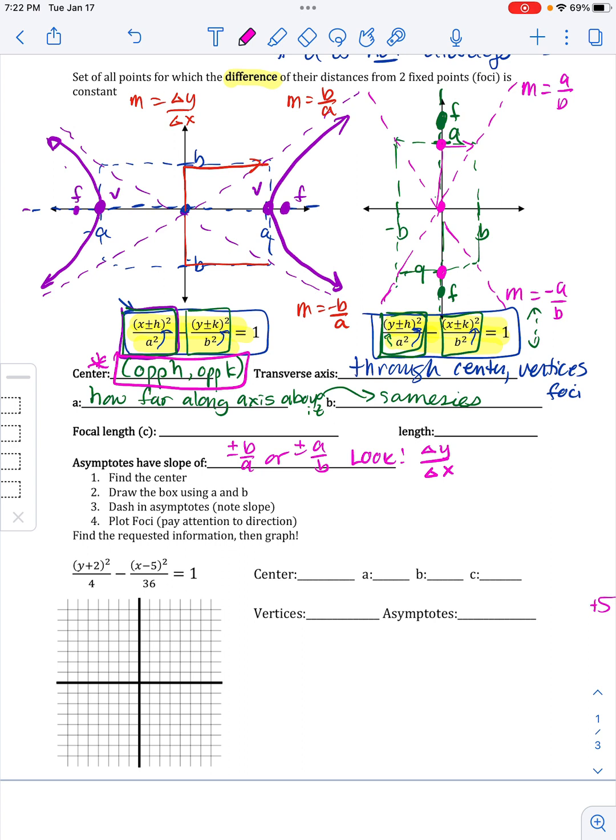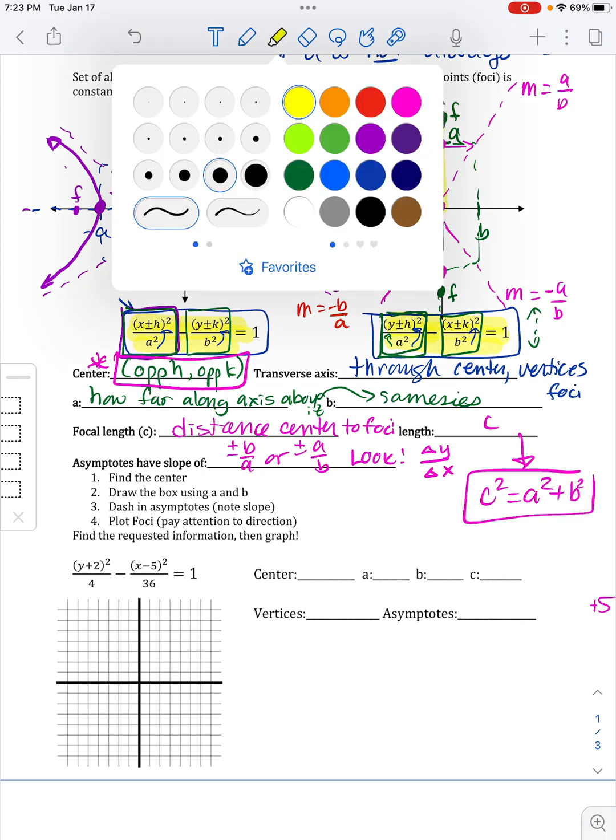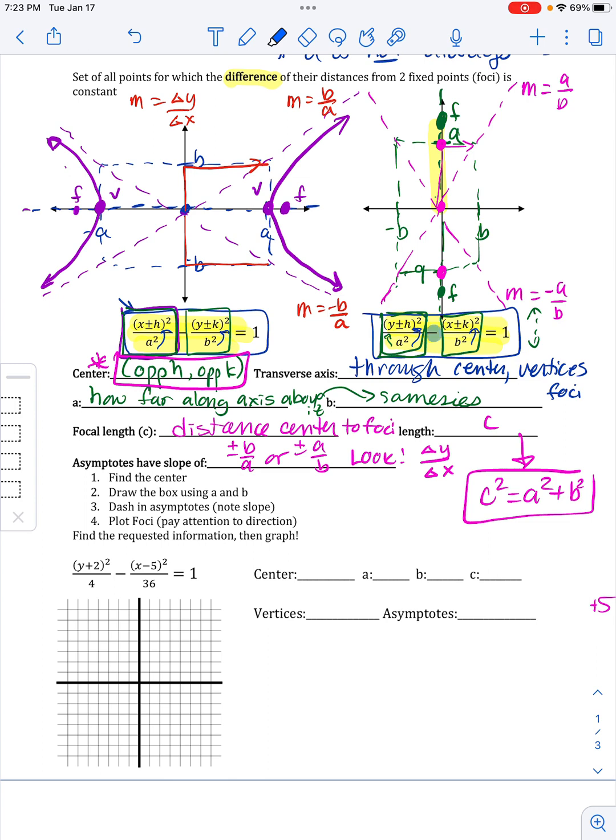Okay. Let's keep rolling. Focal length here is the same as it was before. It's how far it is from the center to the foci. So this is the distance center to foci, not any different than when we did yesterday. And it's still called c. Here's a difference. You find it by c squared equals a squared plus b squared. What I always do, because I could never remember this when I first learned it, is look at the original problem. The original problems are subtraction. So then in this c equation, it's addition.